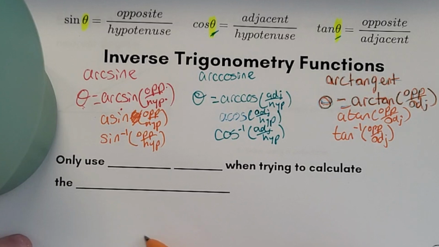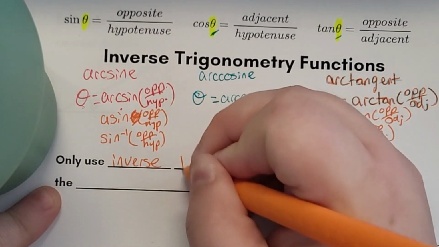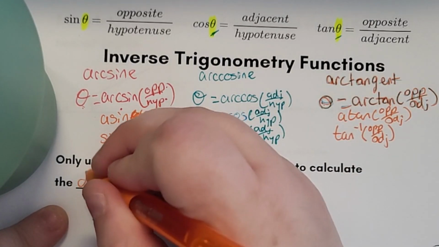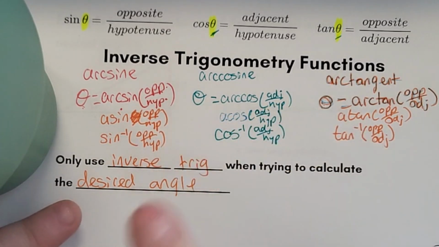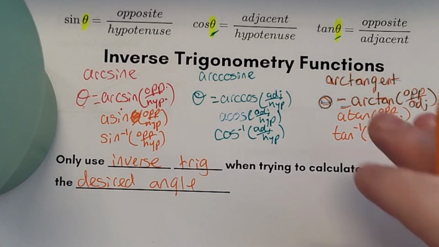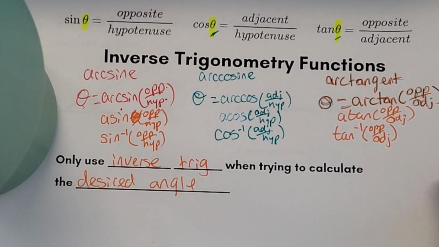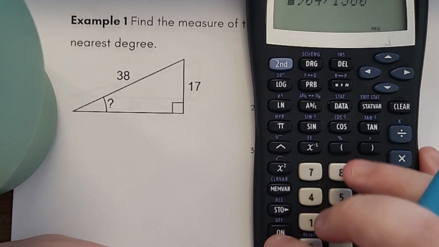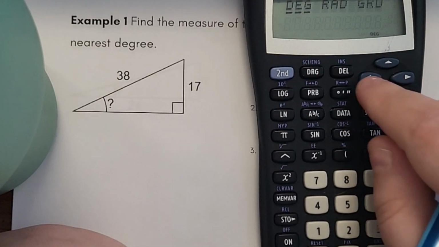So we only use inverse trig when we are trying to calculate the desired angle. If you want an angle, then you use these functions. Otherwise, you use regular trigonometry. Let's look at some examples now. Make sure you have your calculator in degrees mode, so make sure degree is underlined.